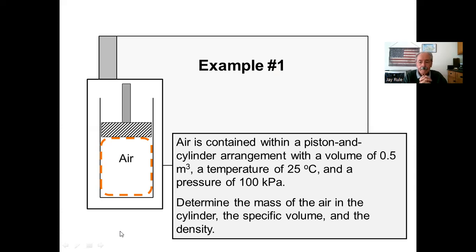Okay, we're blazing along. Let's look at example 1. This is a very basic problem, and I cover it because you really need to master this and quickly. Air is contained within a piston and cylinder with a volume of 0.5 cubic meters, a temperature of 25 degrees C, and a pressure of 100 kPa. Very representative of something you would see, a tank at atmospheric conditions. Determine the mass of the air in this cylinder, the specific volume, and the density. Sounds pretty easy, and I'm hoping you're saying, oh man, I'd have this nailed. Okay, let's go through some of the details.